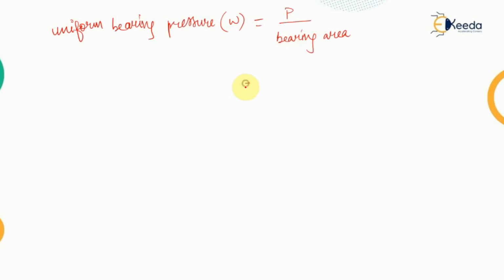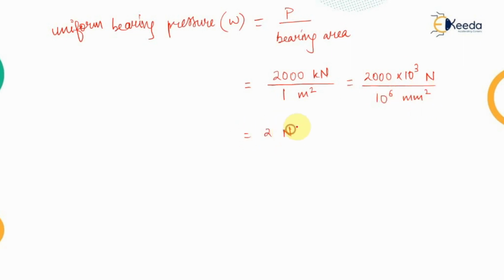So putting all the values that have been given to us, the load which is applied on the column, that is 2000 kilonewton, divided by the bearing area, that means the area of the base plate, which was given as 1 square meter. Now converting these values into the standard units, that is Newton and square millimeter, we will take it as 2000 into 10 raised to the power 3 Newton divided by 1 square meter, which is equal to 10 raised to the power 6 square millimeter. So from here we will get this value as 2 Newton per square millimeter.